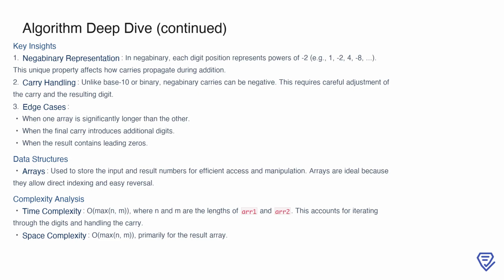From a data structure perspective, arrays are ideal for this problem. They allow direct indexing, easy reversal, and efficient manipulation of digits. In terms of complexity, the time complexity is O(max(n, m)), where n and m are the lengths of the input arrays, as we iterate through all digits and handle the carry. The space complexity is also O(max(n, m)), as the result array will be at most one digit longer than the longer input array.